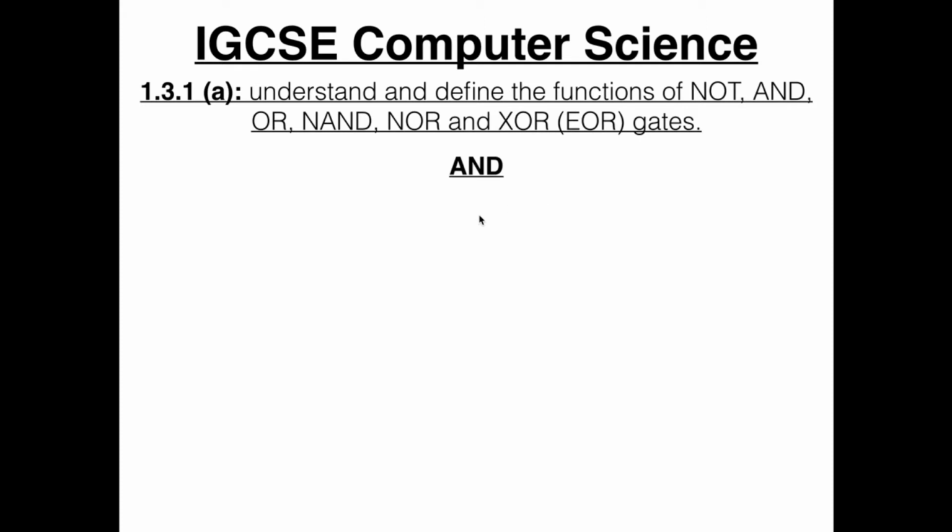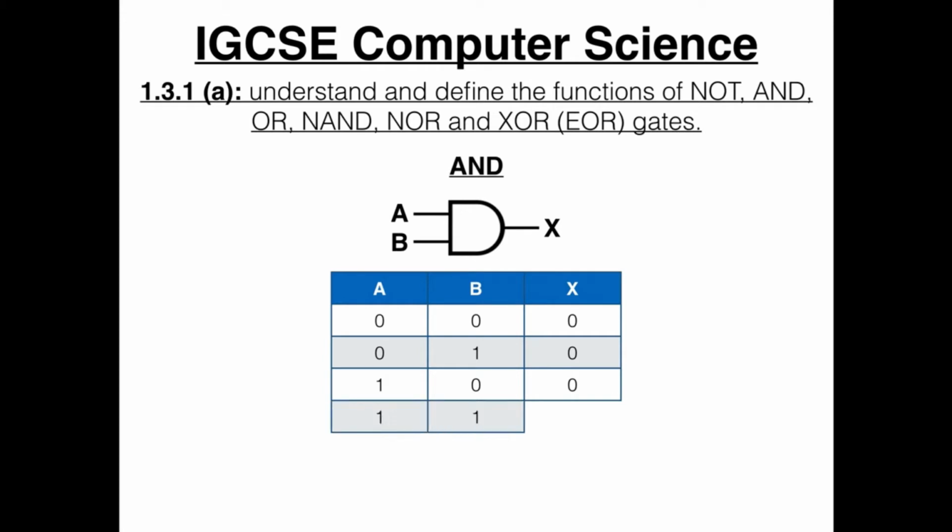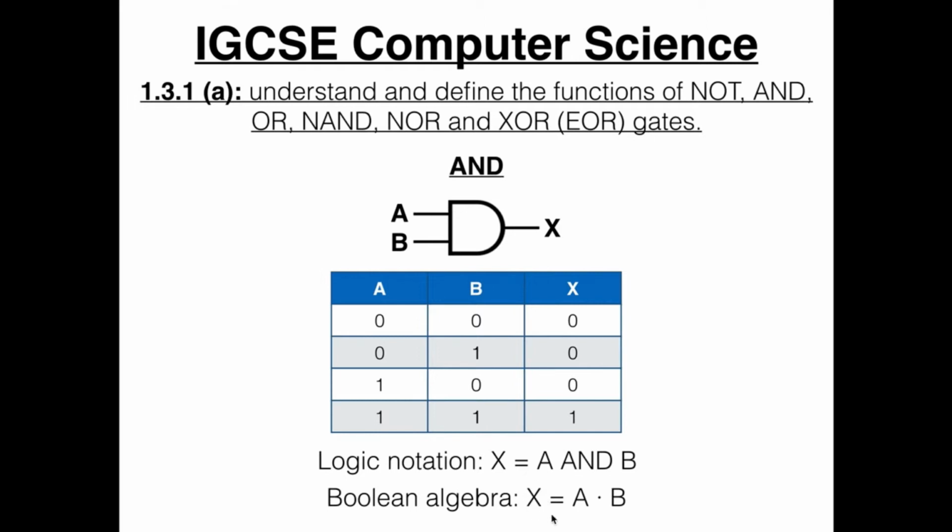So let's look at the AND gate. The AND gate looks like this, and you'll notice that it takes 2 inputs instead of 1, like the NOT gate. Well, this behaves a bit differently. So we get inputs A and B and output X. So the truth table would look something like this. If we give A 0 and B 0, the output would be 0. A 0 and B 1, the output would be 0. A 1 and B 0, the output would be 0. But A 1 and B 1, the output is 1. So you can kind of see why it's called the AND gate. This and this have to be 1 in order for this to be 1. So the logic notation would be X equals A AND B. Boolean algebra would be X equals A dot B.